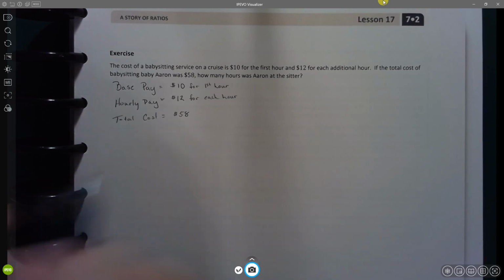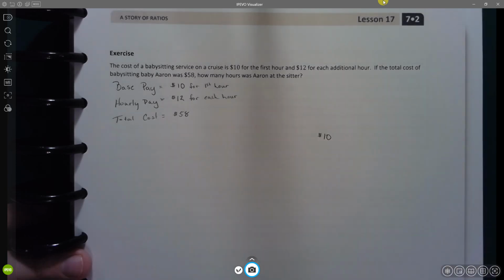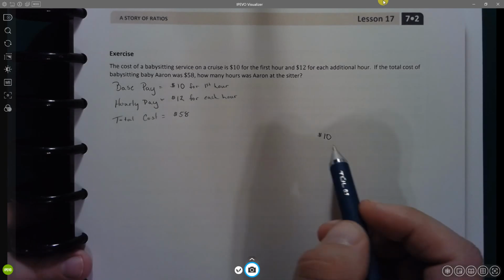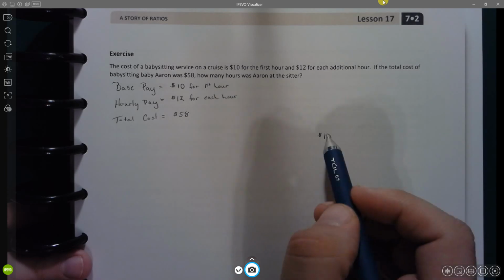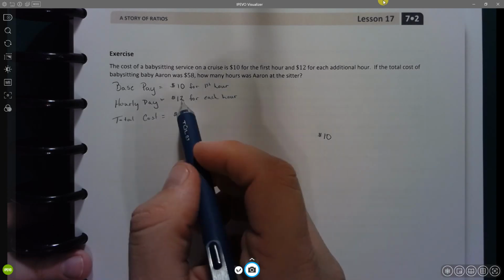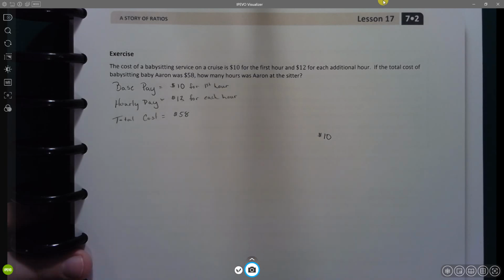So, I know that my first hour cost $10. Now, what if I spent 3 hours? My first hour is $10, but then each additional hour is an extra $12. So that means it's $10 plus another $12 for 2 hours. So that'd be $24. That's interesting.